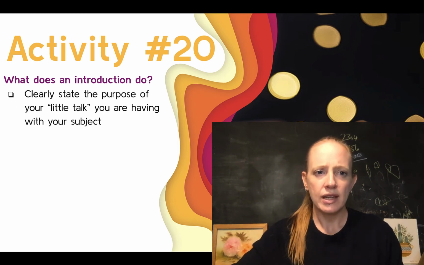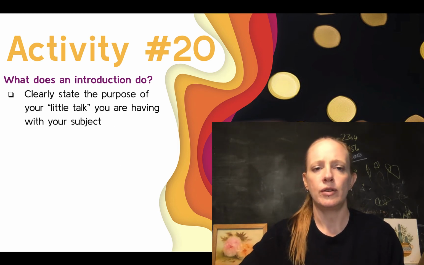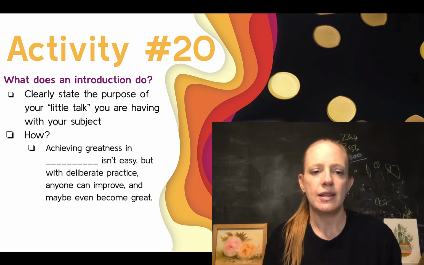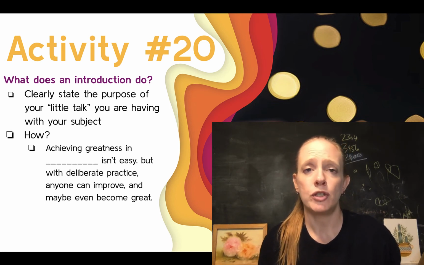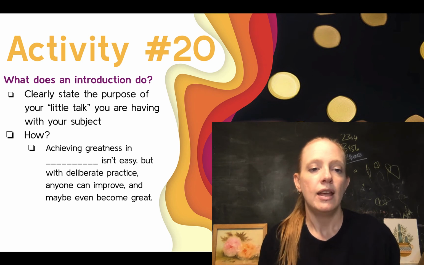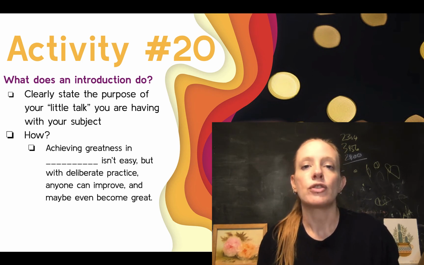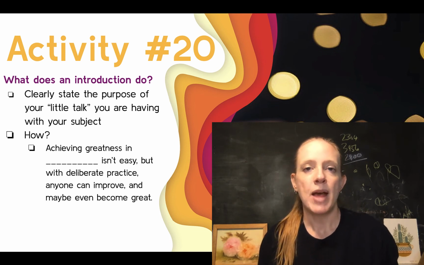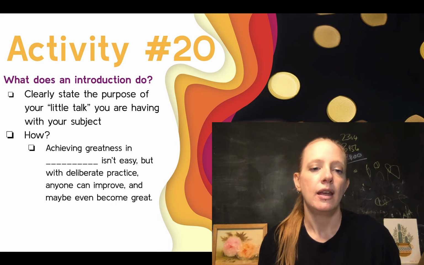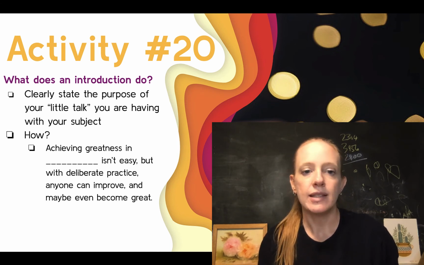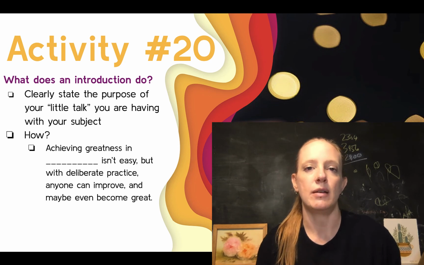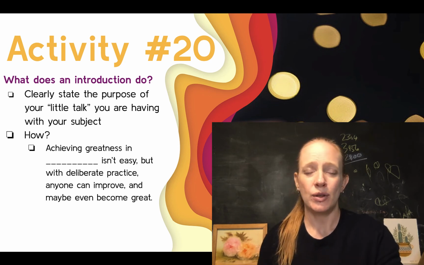The third thing that it does is it states the purpose of your little talk and your subject. So here's a way you can do it. Again, this is a sentence frame that you can pull and just insert something in the blank. So achieving greatness in blank, your topic, whatever your subject is, in playing piano, in mastering free kicks in soccer, whatever your topic is goes in the blank. Achieving greatness in blank isn't easy, but with deliberate practice, anyone can improve and maybe even become great. So that's your introduction, those 3 parts.